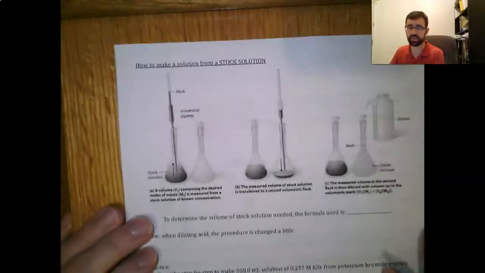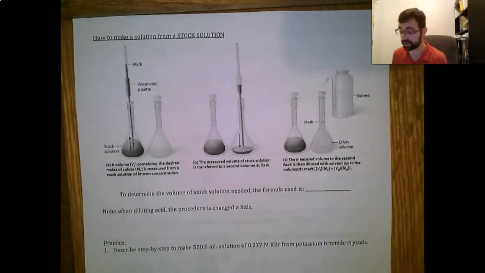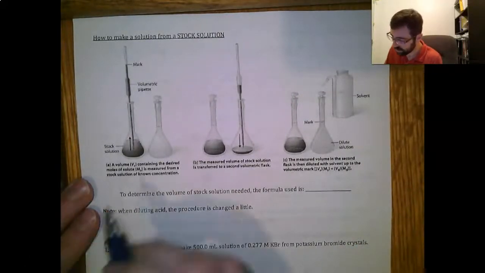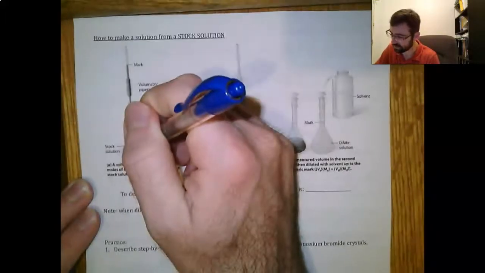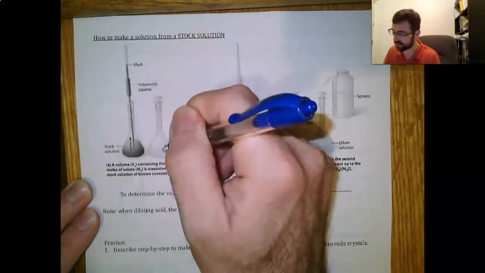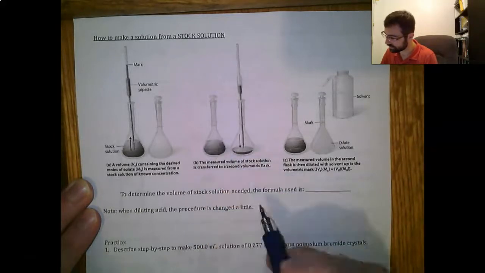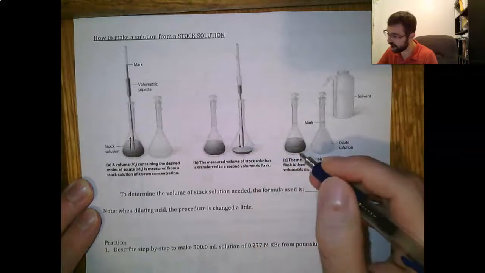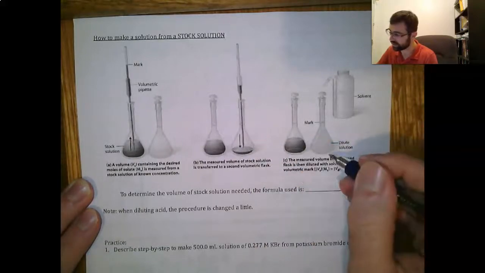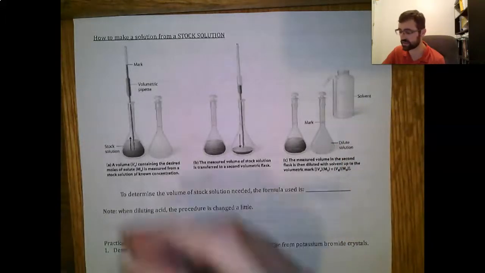Now, if I wanted to make a solution from a stock solution, that means I've got a solution, but I want it to be less concentrated. I want it more diluted. We're going to do something different in this case. We're going to take a certain volume of our stock solution out and put it in the flask. Then we take that volume, we mix it with some water, and then we dilute it up to the mark. Same concept, but we're taking out a certain volume.